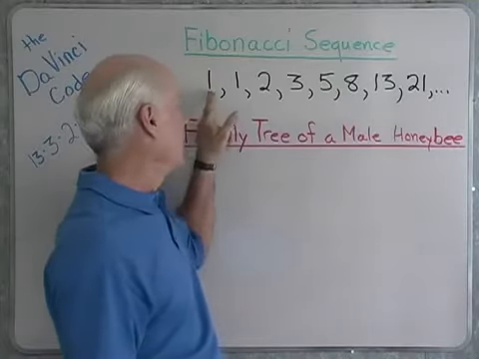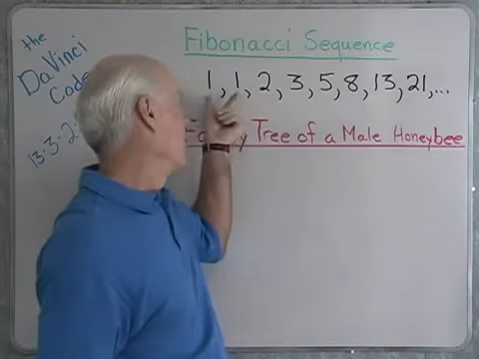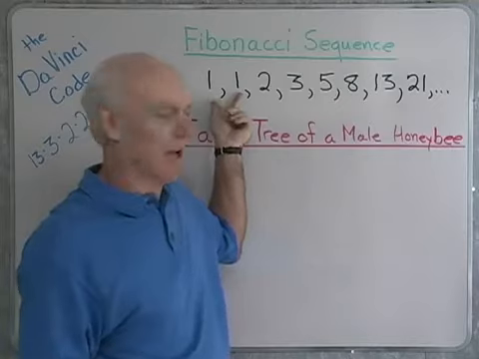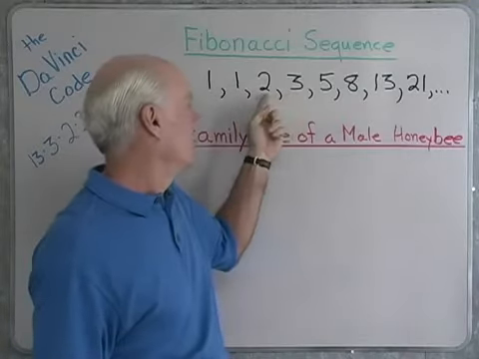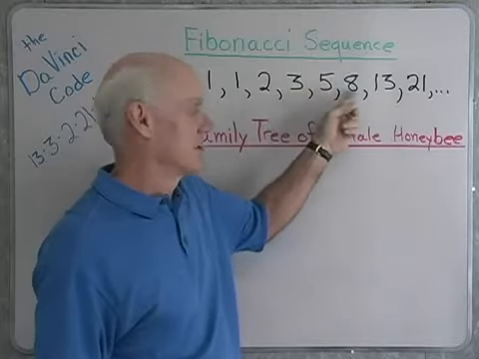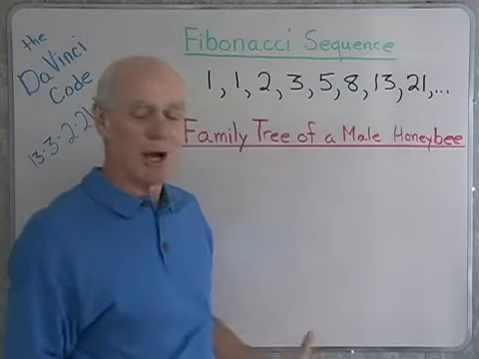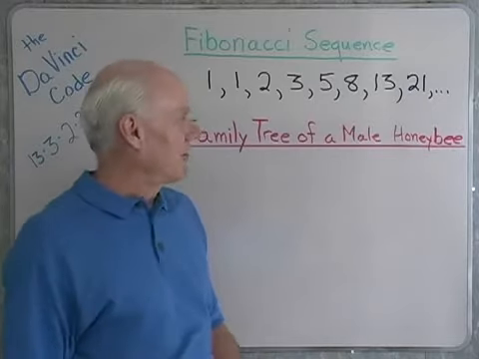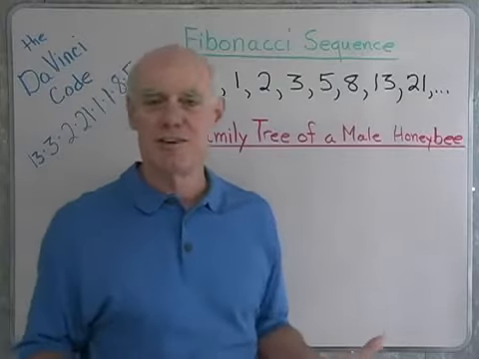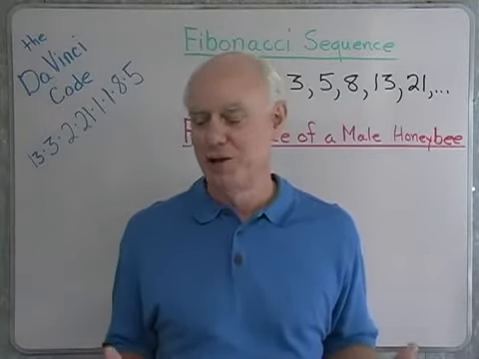It starts with a 1, the next number is a 1, then after that, to get the next number, you'll always add the two numbers that came before that. So 1 and 1 is 2, 1 and 2 is 3, 2 and 3 is 5, 3 and 5 is 8, so on and so forth. So that's recognizing the pattern that exists in the Fibonacci sequence. It turns out that this sequence of numbers has all kinds of applications. It describes all kinds of things in the world that we see around us.